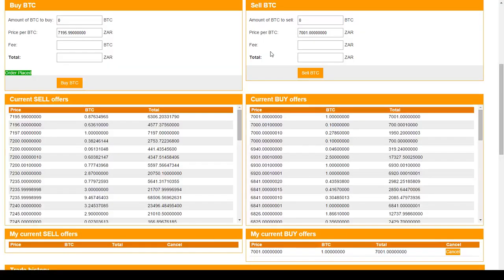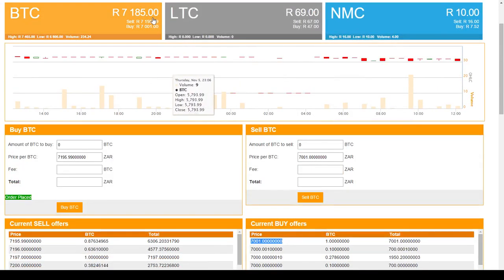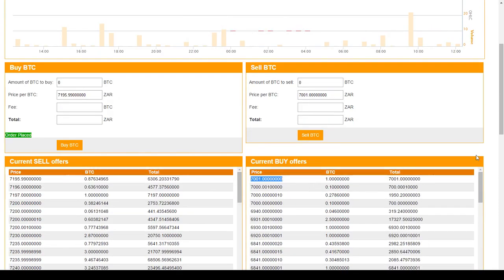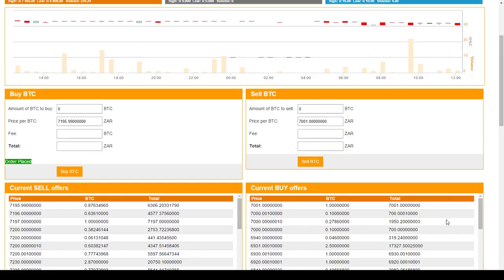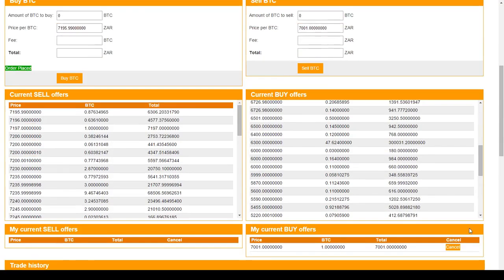And you will see it will update. There's my order, 7,001 Rand. I'm prepared to pay that for a Bitcoin. I can wait for the price to drop and I will get my Bitcoin. If the price does not drop to 7,001 Rand, my offer will wait here indefinitely. If that price drops, I will get my Bitcoin. If it doesn't drop, I can decide whether I want to cancel my order. If I cancel my order, that money will be added once again to my Rand balance, and there's no charge for cancelling an order.